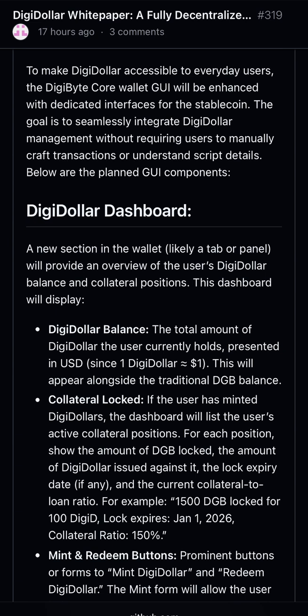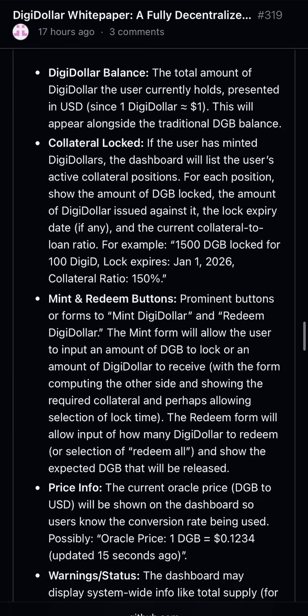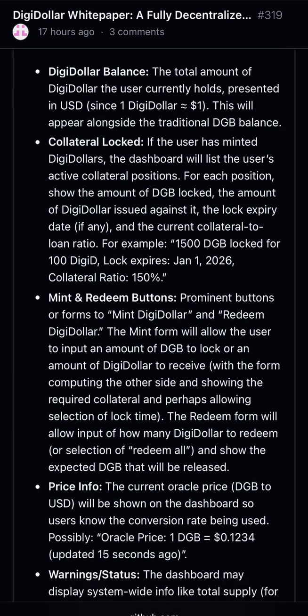DigiDollar Dashboard. A new section in the wallet, likely a tab or panel, will provide an overview of the user's DigiDollar balance and collateral positions. This dashboard will display DigiDollar balance, the total amount of DigiDollar the user currently holds, presented in USD since one DigiDollar is $1. This will appear alongside the traditional DGB balance.